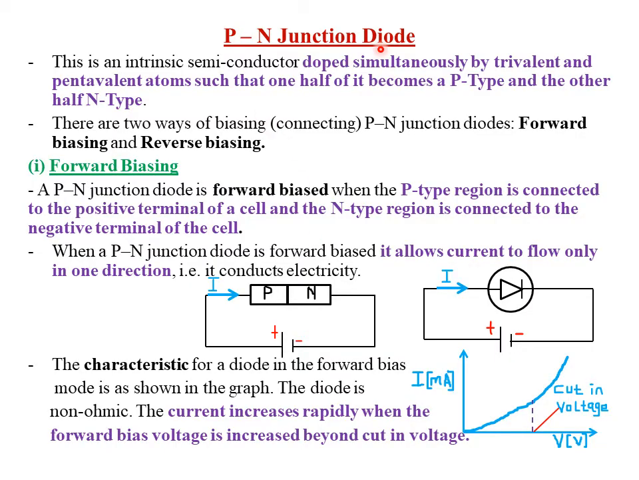So today we are going to discuss what we call the PN junction diode, and we are going to start by defining it. A PN junction diode is simply an intrinsic semiconductor doped simultaneously by both trivalent, that is group 3, and pentavalent, that is group 5 atoms, such that one half of it becomes a p-type and the other half becomes the n-type.